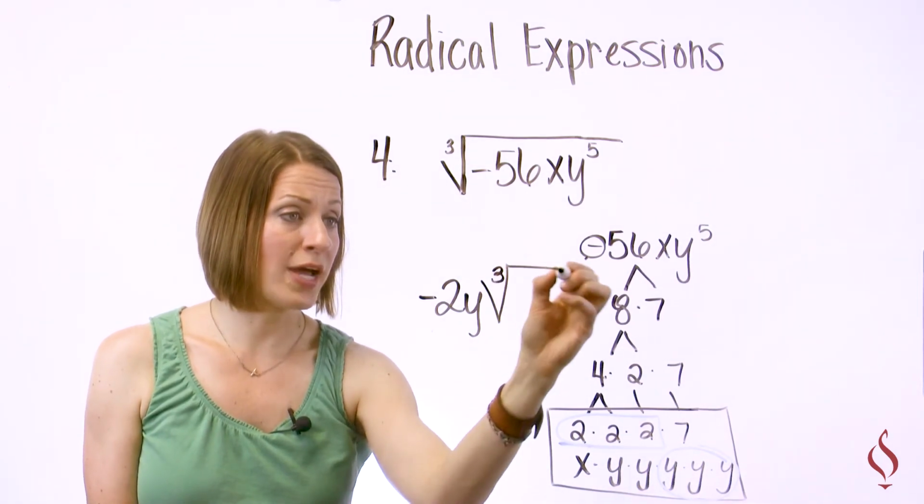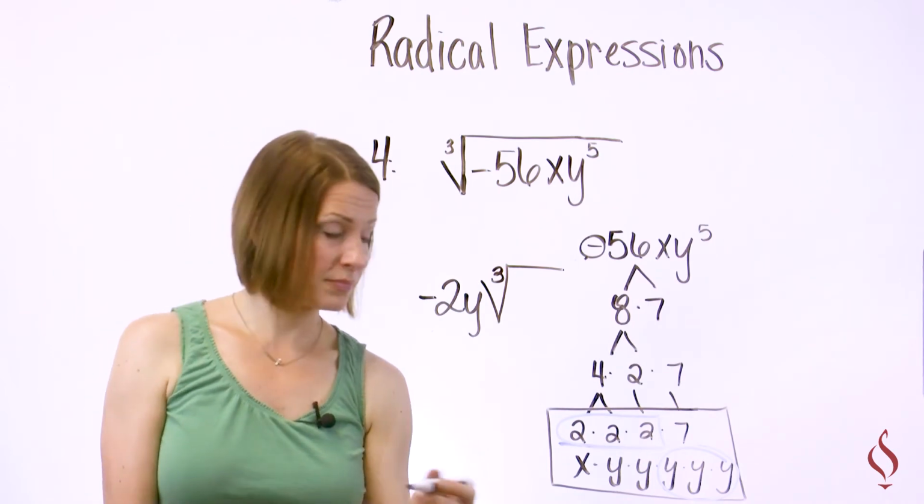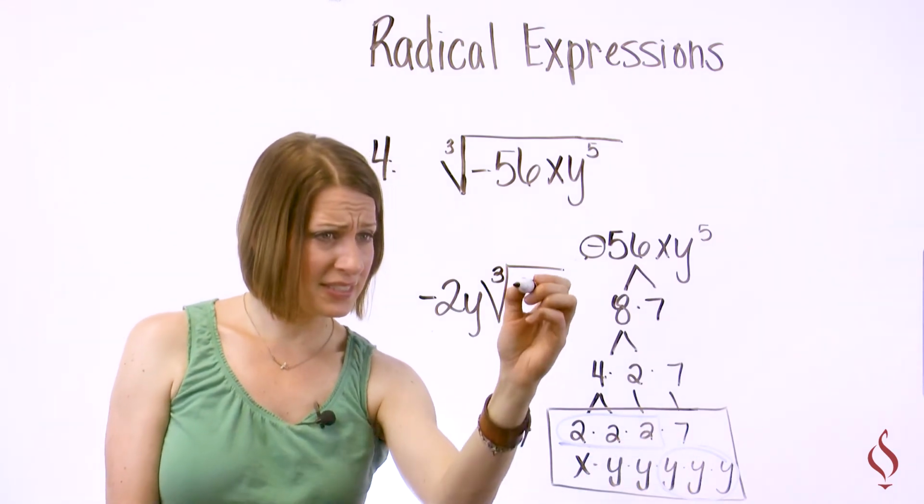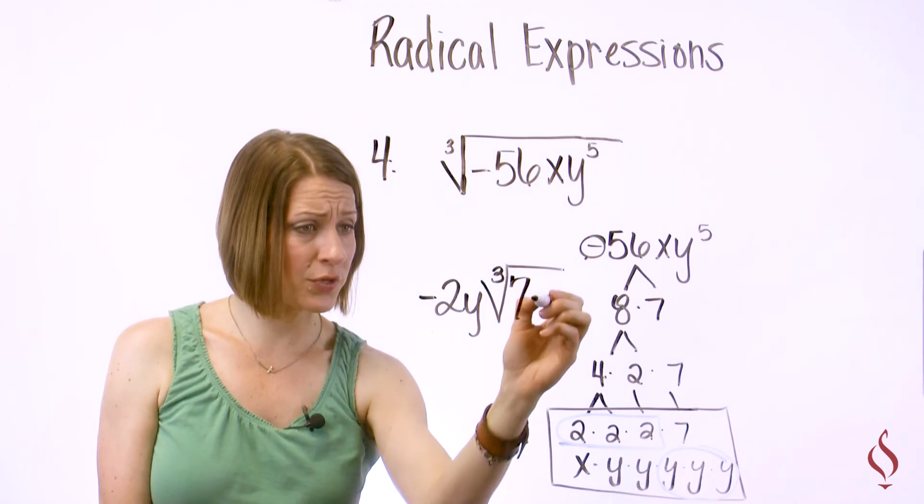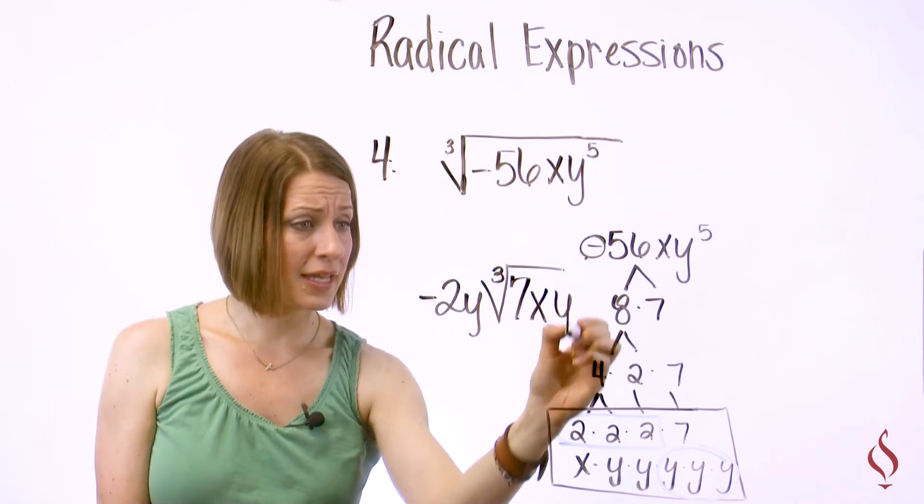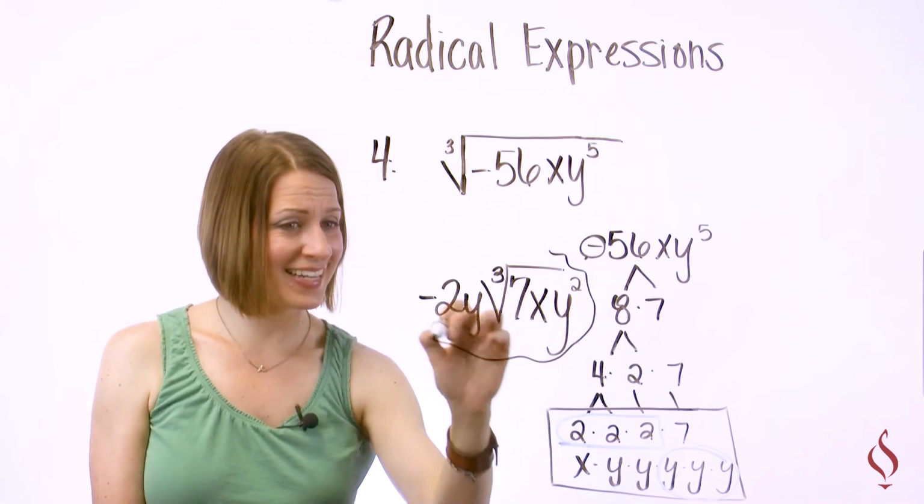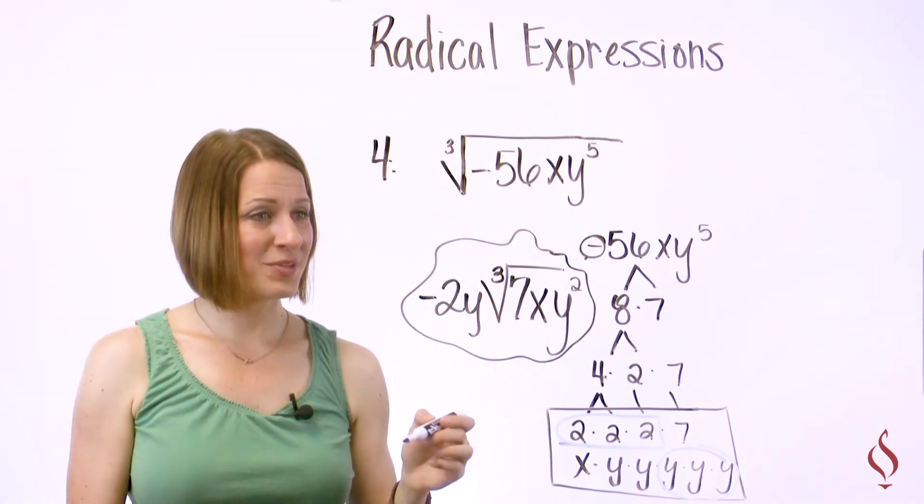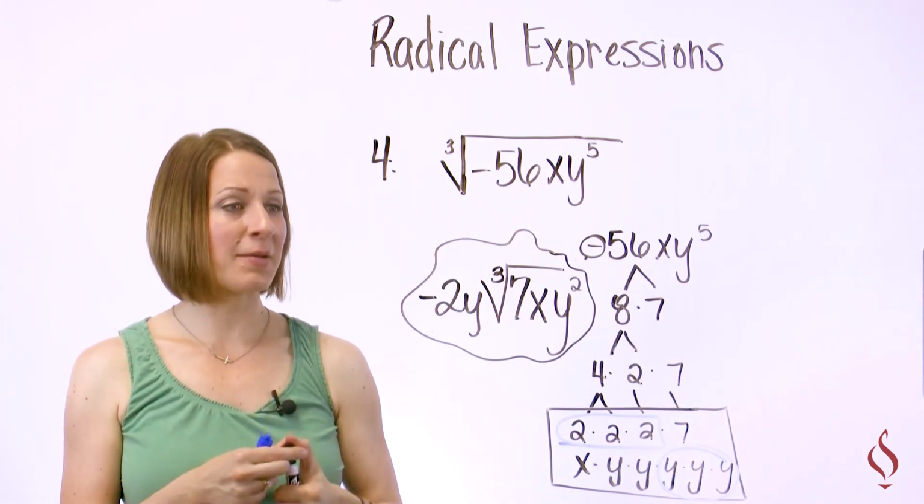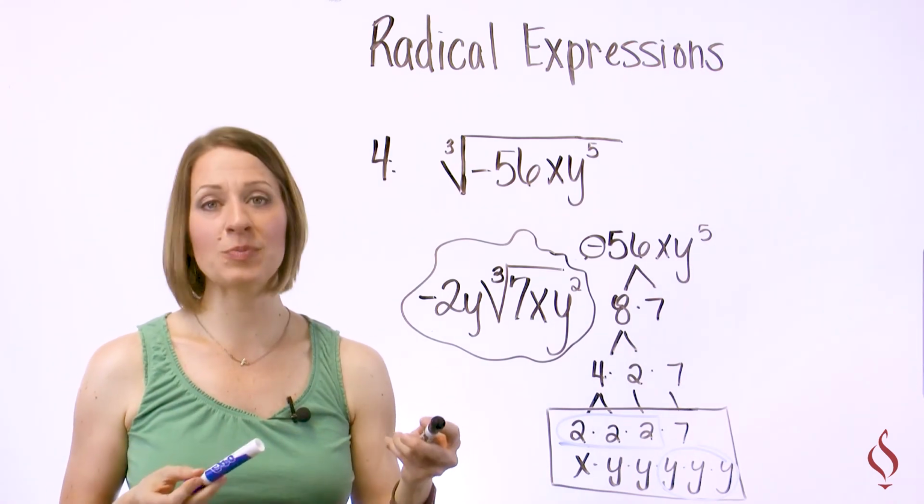Put your cubed radical symbol. And we have a 7 left. We're going to put this in alphabetical order. An x and then a y squared. All right. So kind of got squished in there. Let me put a little circle around the answer. So this is your final answer to this problem.